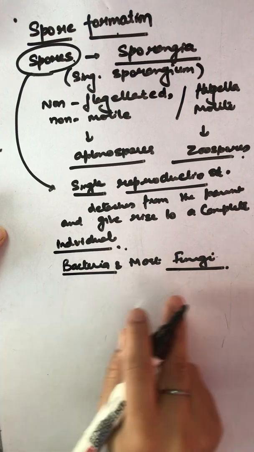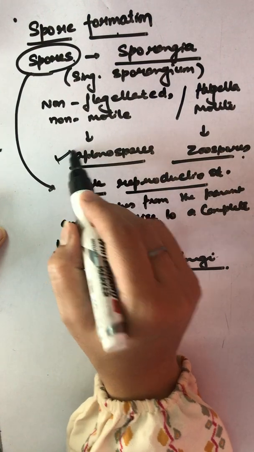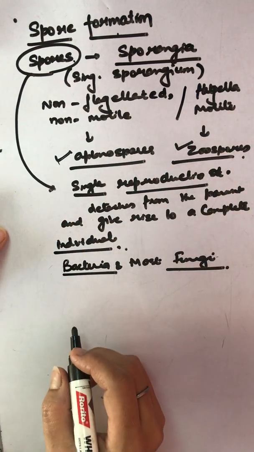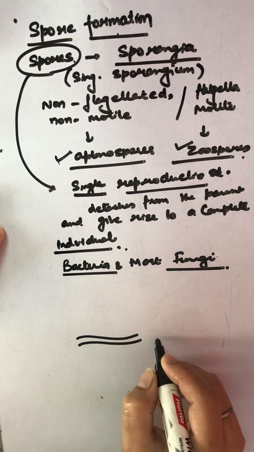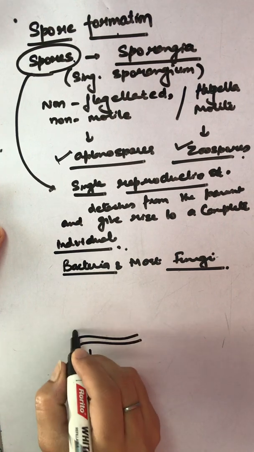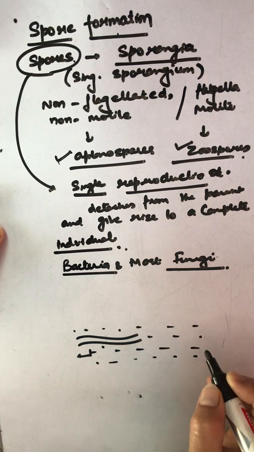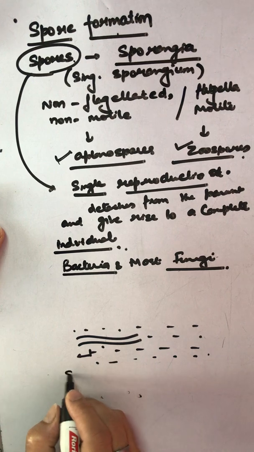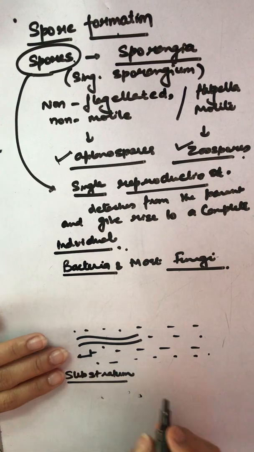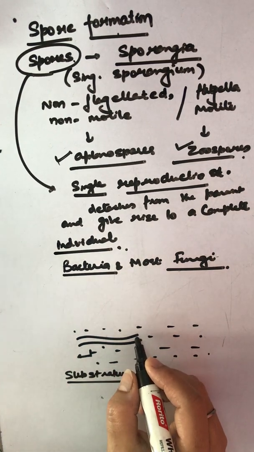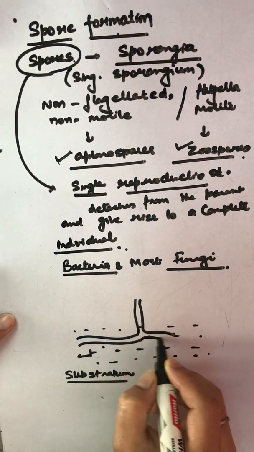Clear? What happens during the formation? See, whenever the formation of spores takes place, whether it is an aplanospore or a zoospore, the fungal hyphae develops a large sporangium. This is the fungal hyphae, which is on a substratum. Substratum can be anything. It can be soil, it can be a bread mold, it can be any rotten fruit. So we call it substratum. That means the solid support onto which this fungal hypha has to grow. It develops an enlarged sporangium here.